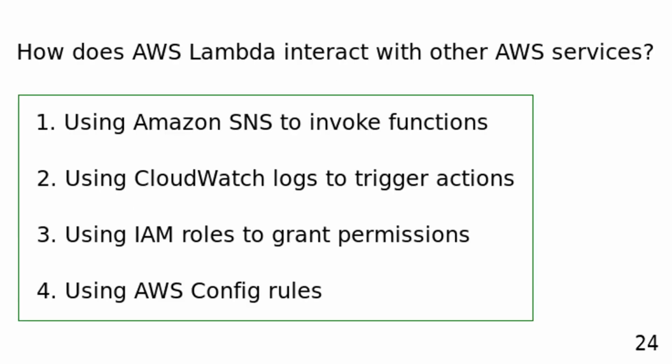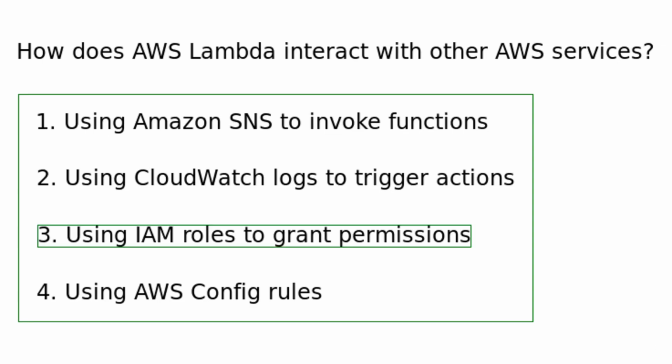How does AWS Lambda interact with other AWS services? Using Amazon SNS to invoke functions. Using CloudWatch logs to trigger actions. Using IAM roles to grant permissions. Using AWS config rules. AWS Lambda uses IAM roles to grant functions the necessary permissions to interact with other AWS services.